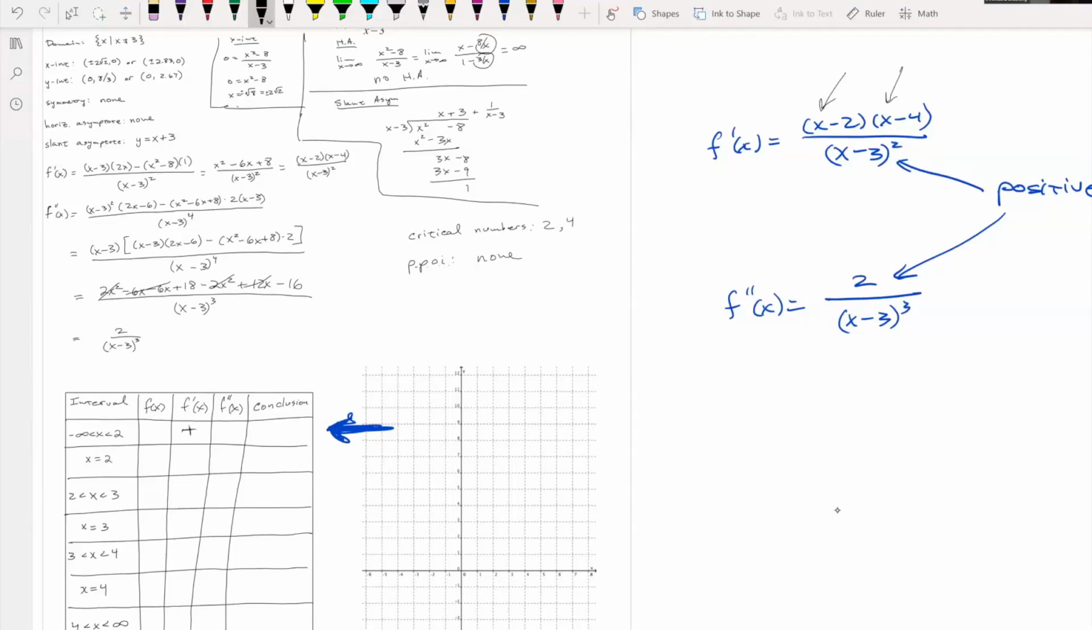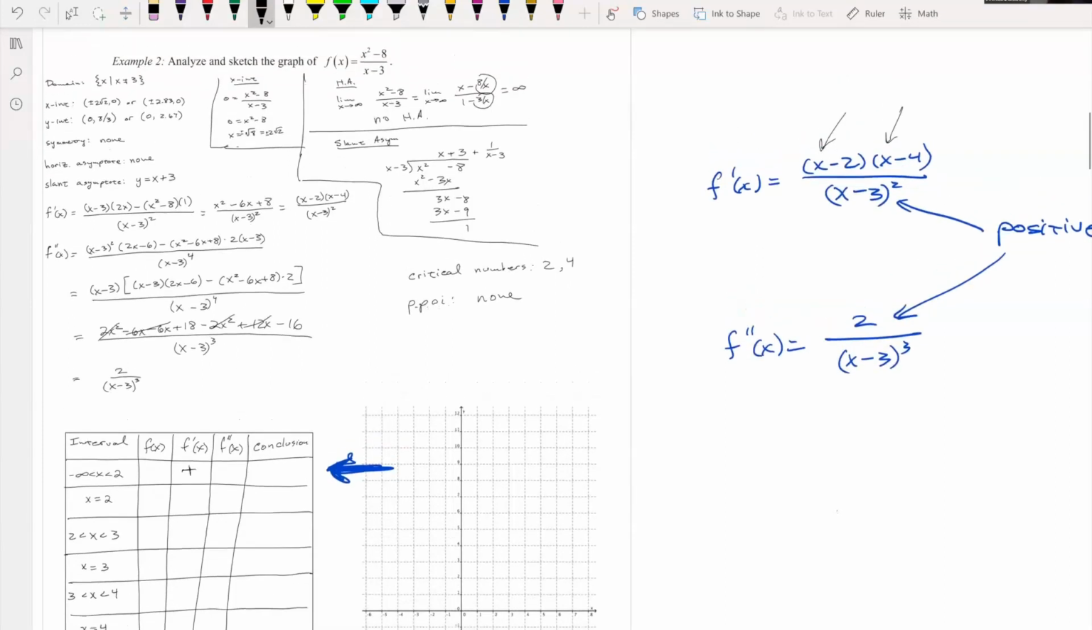Plugging in 2 to our function, right? F of 2 is equal to 2 squared minus 8 over 2 minus 3. That's going to give us a negative 1 in the bottom and a negative 4 on top. So that's going to be a 4 there. Plugging in 2 into the derivative is going to give us 0 because it's a critical number. I guess we should finish.